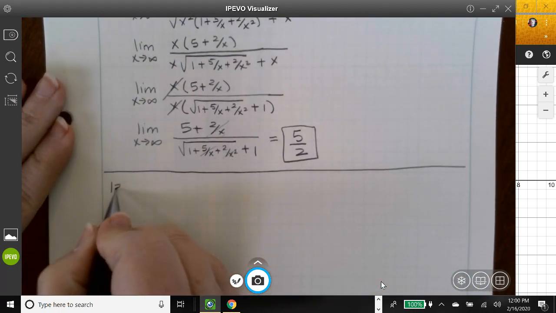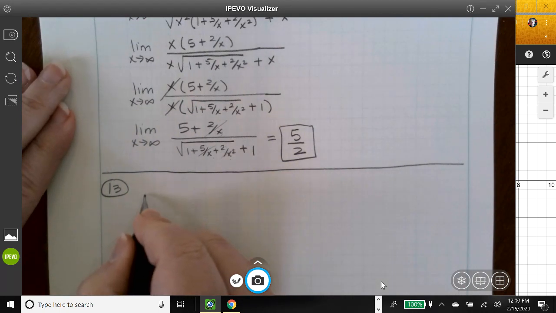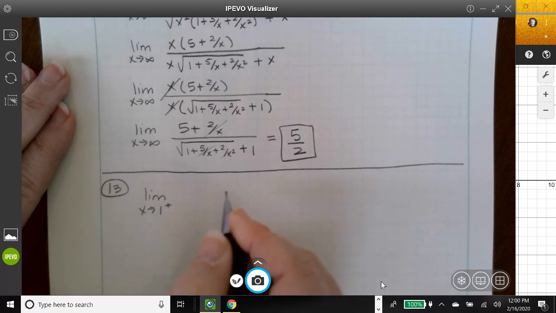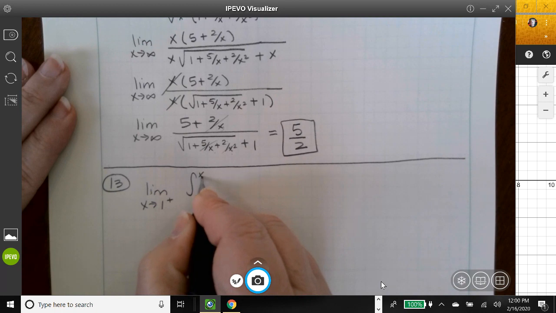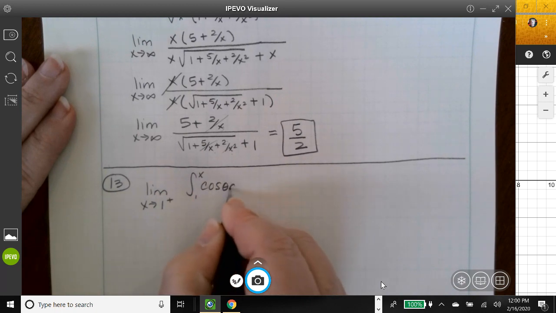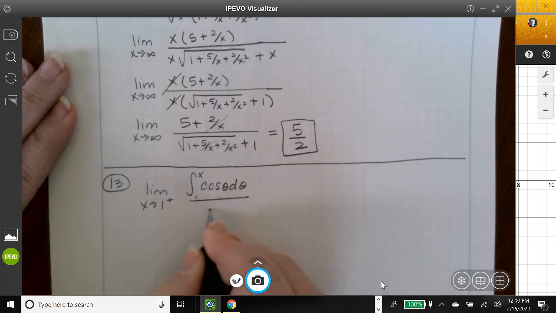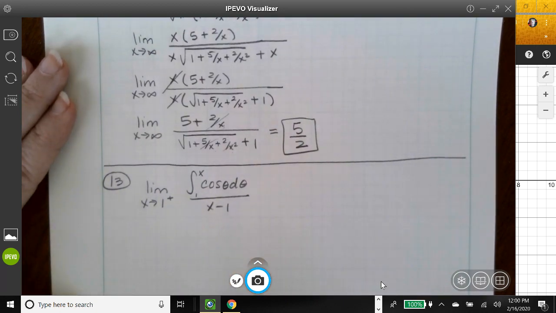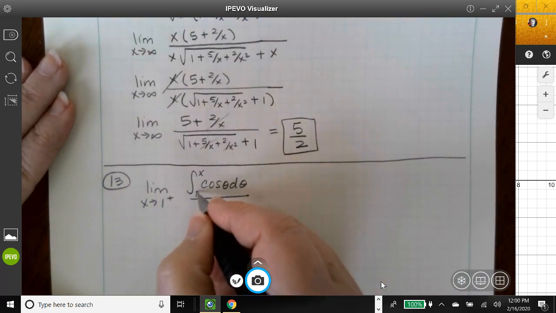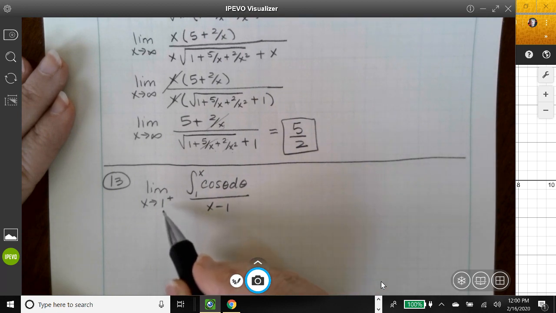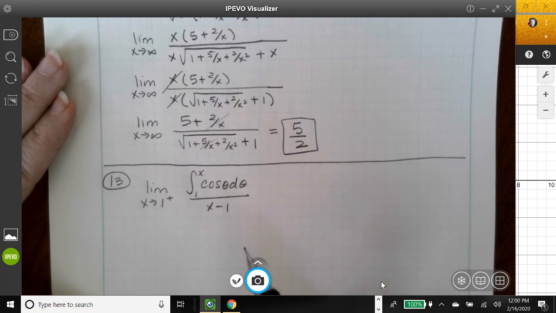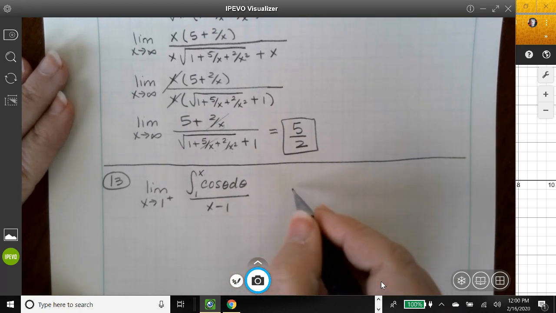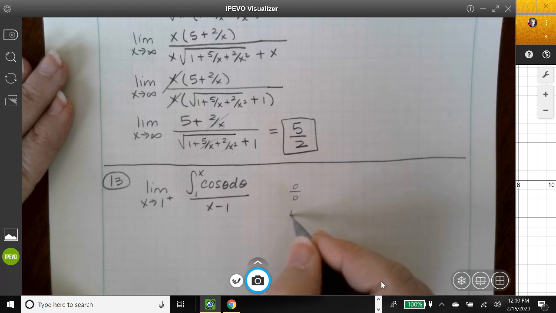All right, number 13. This is one I like to do because I've seen these on multiple choice questions before, so they're very worth knowing how to do. So I'm going to put an integral, an area accumulation function, on top in the numerator. And let's see if this is indeterminate. What happens when I plug in x equals 1? Well, I get an integral from 1 to 1, which is, as we all know, 0. And then when I plug 1 in the denominator, I get 0, so we get 0 over 0. So I can use L'Hopital.